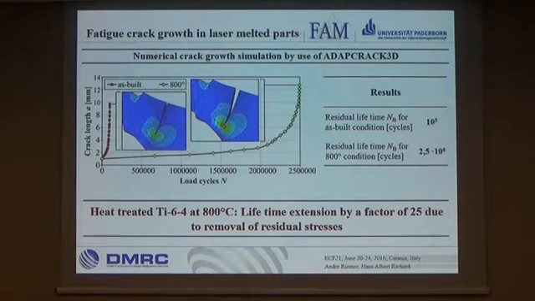So the results show that we are able to increase the lifetime by a factor of about 25, and it's only by removing the residual stresses from the material.